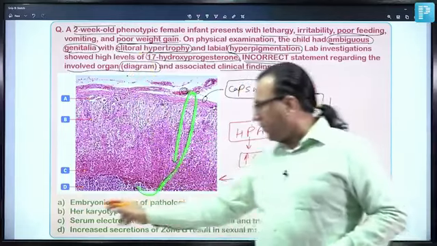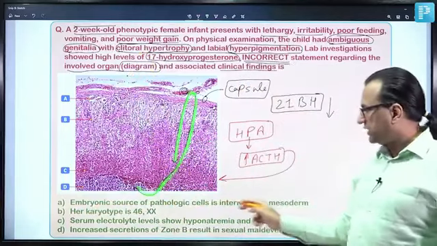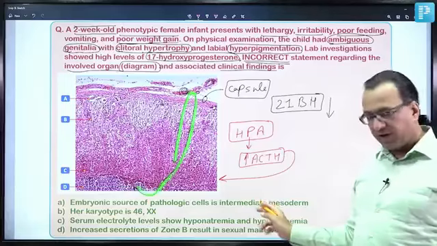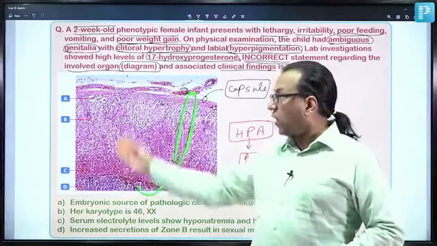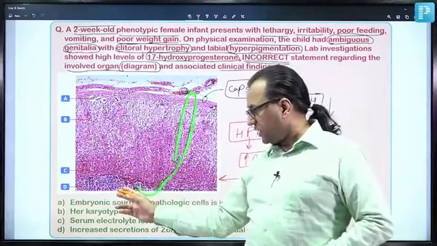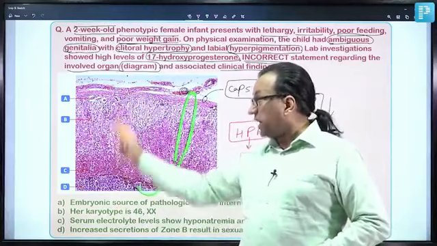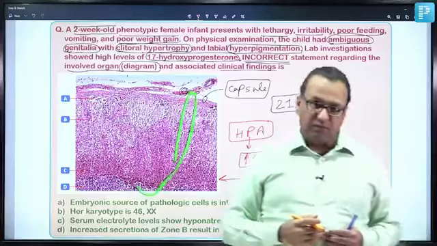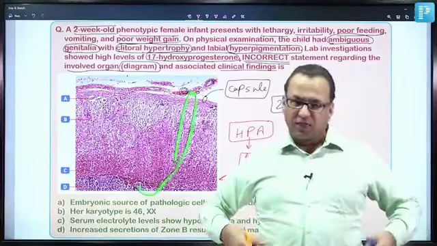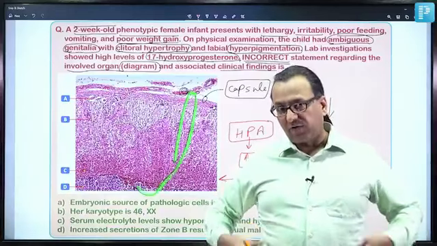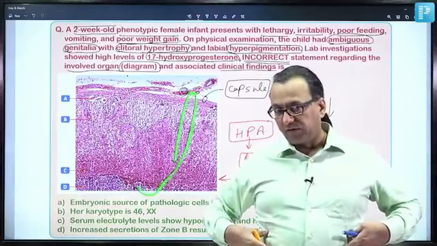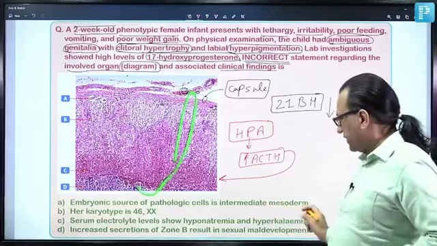Anyhow, what about the embryonic source of the pathological cells? Is it coming from intermediate mesoderm? See, this is the adrenal gland which has an outer cortex, inner medulla. If you say cortex, the adrenal cortex is coming from the same source from where the kidneys come. So kidneys and adrenal cortex, they come from intermediate mesoderm. That is a correct statement.